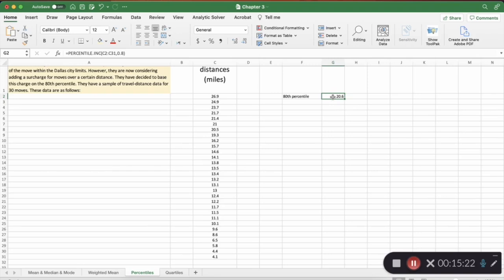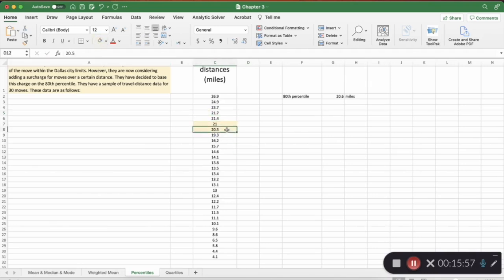So it's 20.6. The 80th percentile is 20.6. So any distance exceeding 20.6 miles, these are in miles, will be subject to the surcharge. Where is 20.6, by the way? 20.6 is somewhere in the middle here, right? Between these two values. No, sorry, 20.6 here.